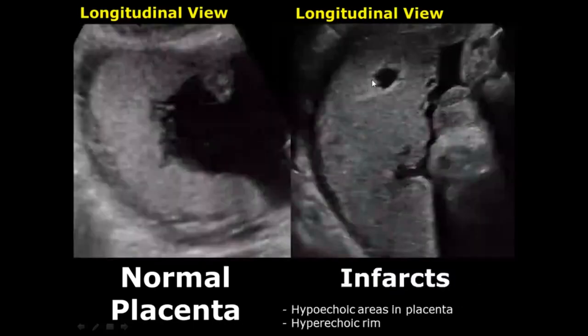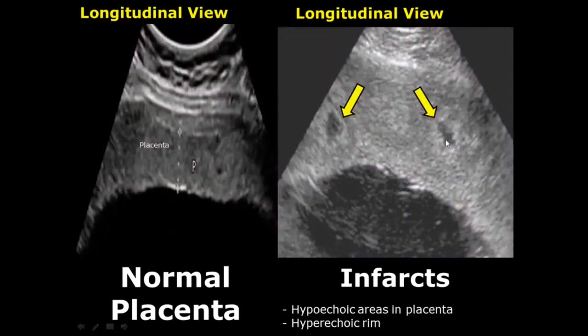Infarcts in the placenta appear as hypoechoic areas, but one distinguishing feature is that they have a hyperechoic bright rim. In this image you can see two infarcts. They are hypoechoic and have a hyperechoic rim.